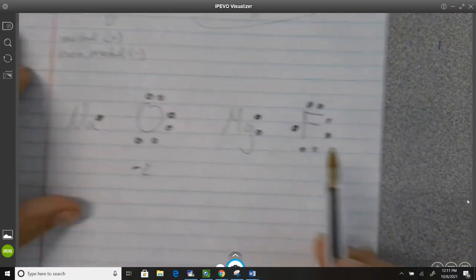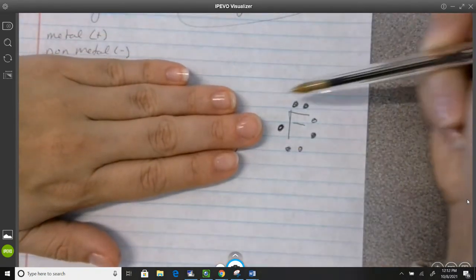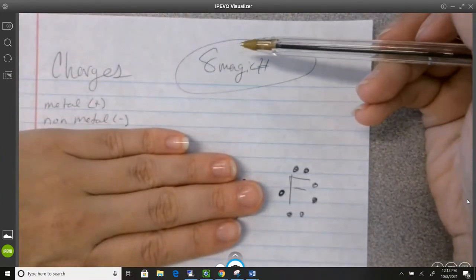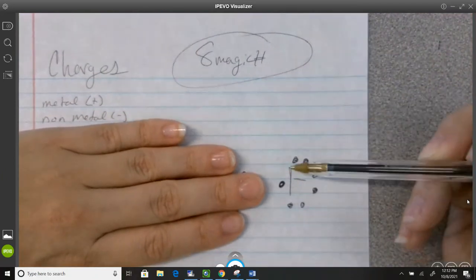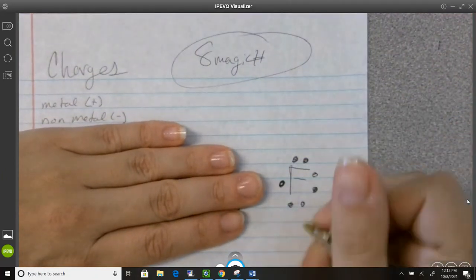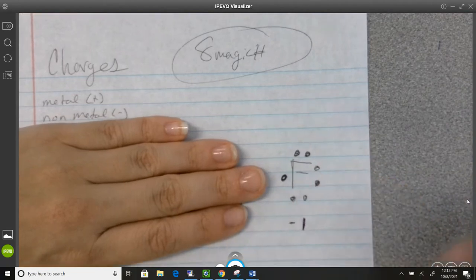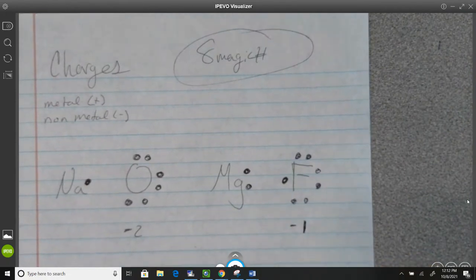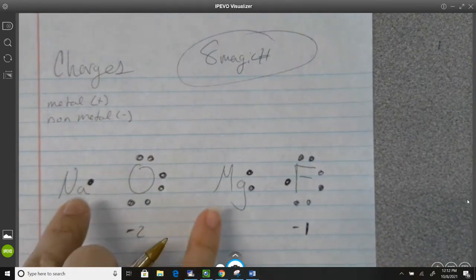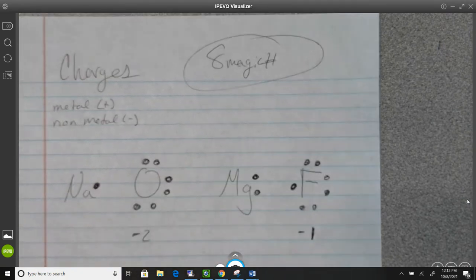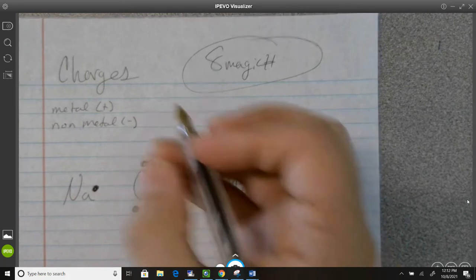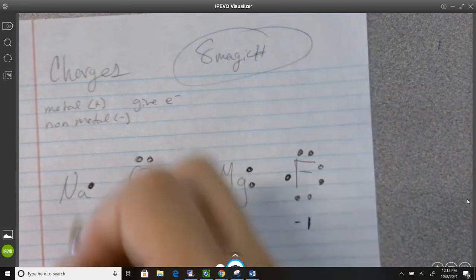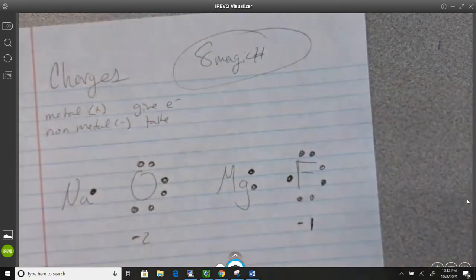If I look at fluorine, 1, 2, 3, 4, 5, 6, 7. 8 is our magic number, so how many short am I? I'm 1 short. So I have a charge of negative 1. On the other hand, looking at sodium and magnesium, both of these are classified as metals. And metals will tend to give electrons away while nonmetals take electrons.